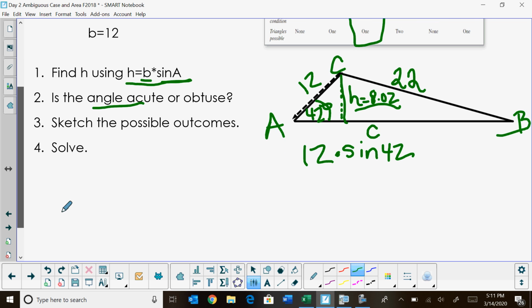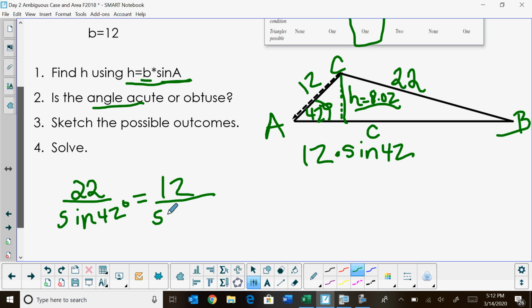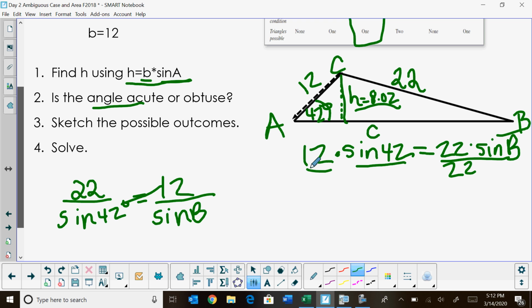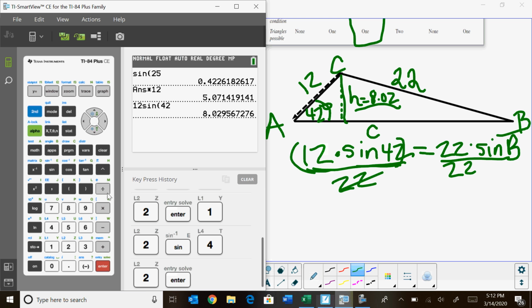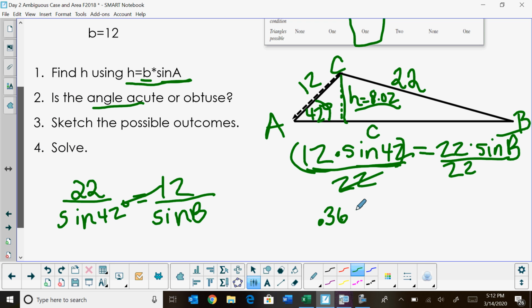So using the law of sines, I'm going to set this up. I've got 22, which is side A, over sine of 42. So side A over sine of angle A. Now the side I know is 12, which is B. So I'm going to solve for sine B. To calculate this, we're going to cross multiply. So 12 times sine of 42, that's what we've already done. That is equal to 22 times sine B. So to solve it for sine B, I'm going to divide by 22. So I'm going to take the answer, which is the height I just got, which was 8.02, and I'm going to divide that by 22, and I actually have sine of B. So let's divide this, because I've already calculated it, by 22, and we get 0.3694.